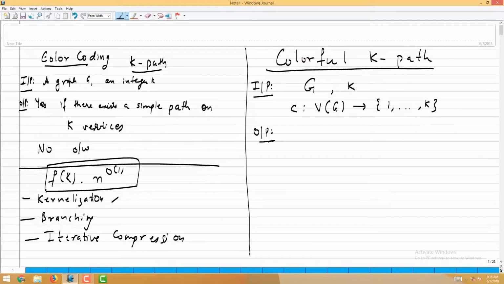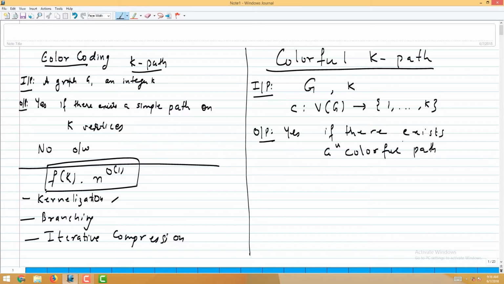So the graph was colored with k colors. If there is a k path, I want that all the colors are used by this path, and they are all used exactly once in this path. So what is the output? It outputs yes if there exists a colorful path in G.